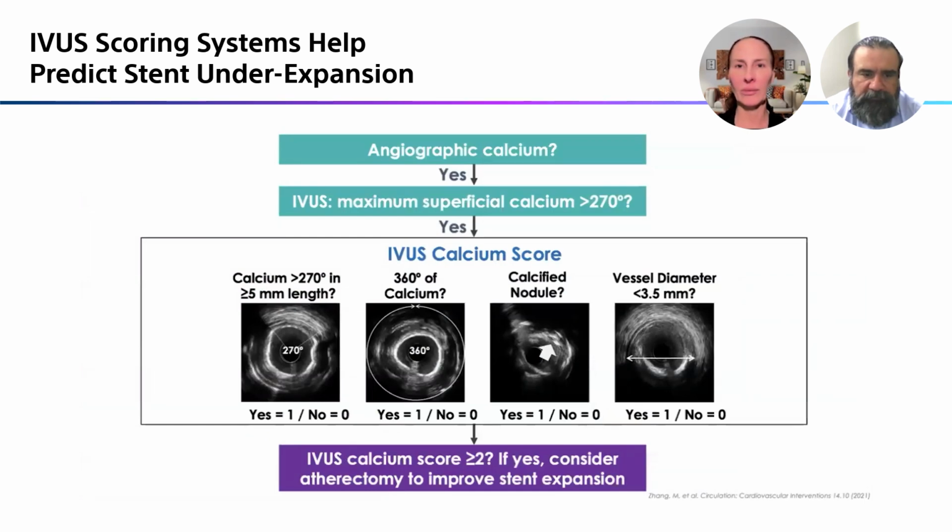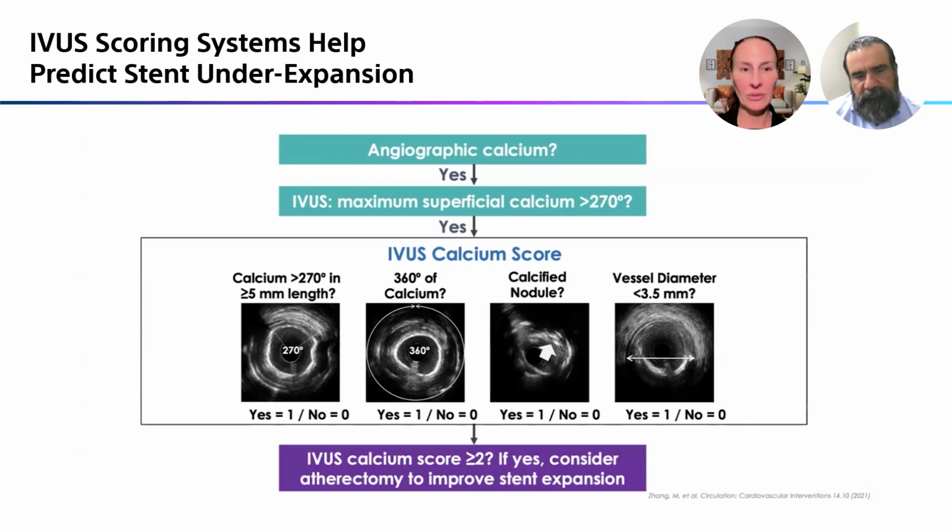So what about scoring systems? These days we've got scoring systems for almost everything. So we've got one for IVUS and calcium too. If you see angiographic calcium, there's intravascular ultrasound. Do we have an arc greater than 270 degrees? Yes or no? And if it's yes, this score would suggest that there are several things that you can look at that are going to predict your need for calcium modification and stent underexpansion.